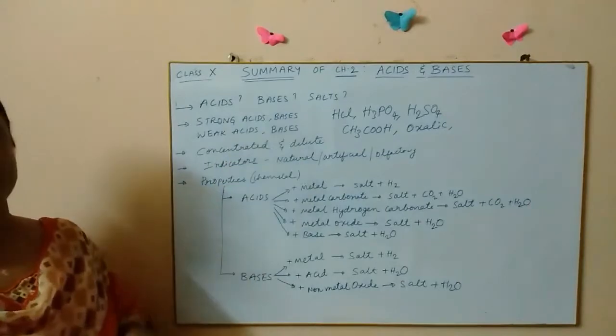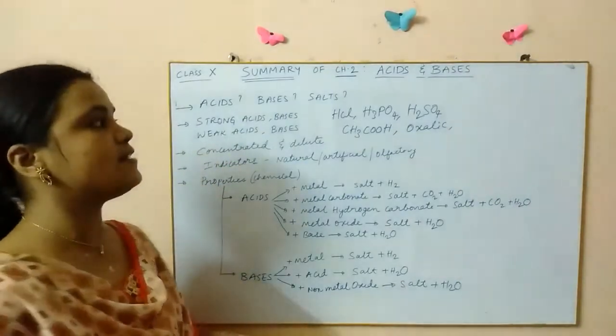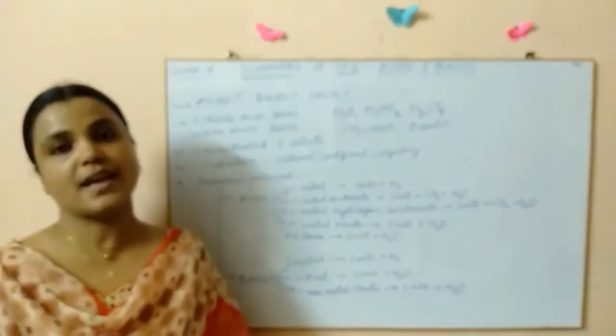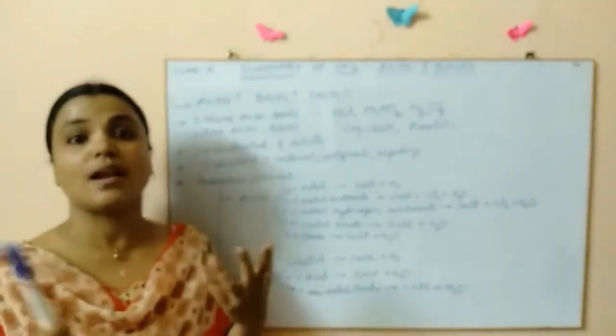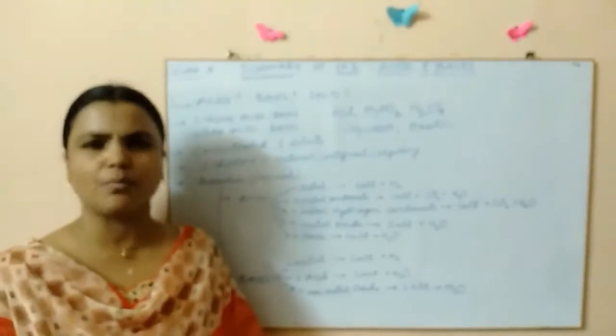Coming to strong bases, examples are sodium hydroxide, potassium hydroxide, calcium hydroxide. Weak bases examples are ammonium hydroxide and some carbonates also.